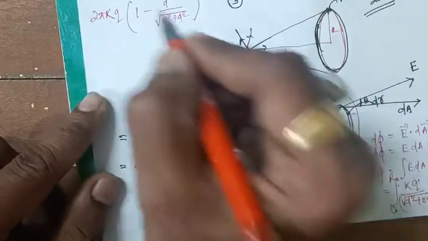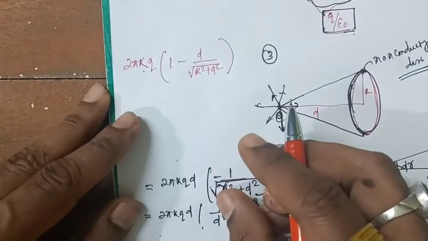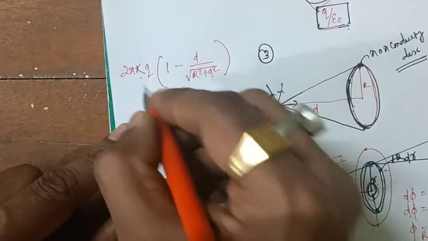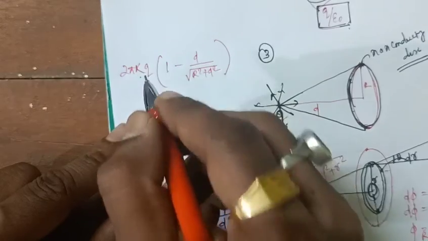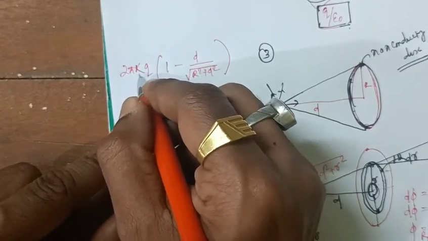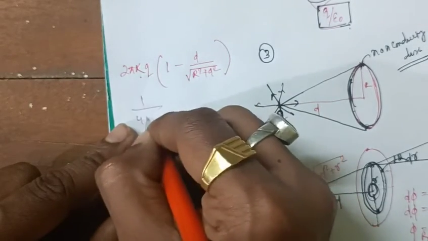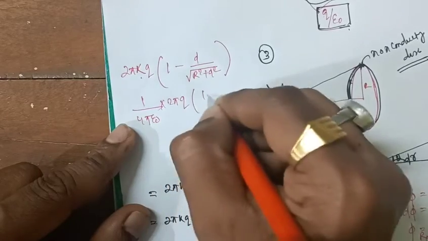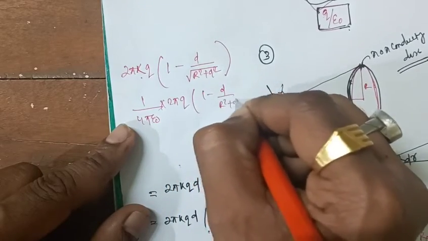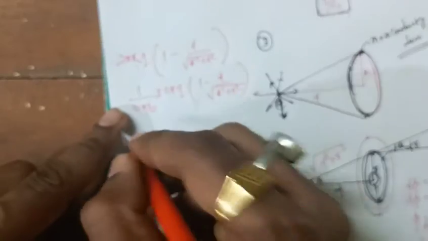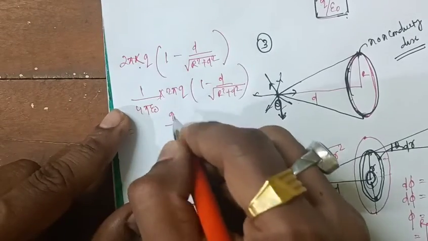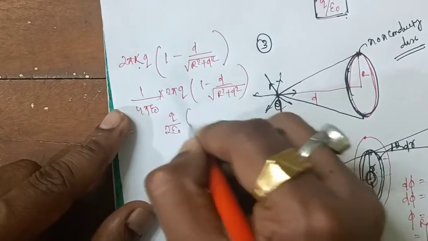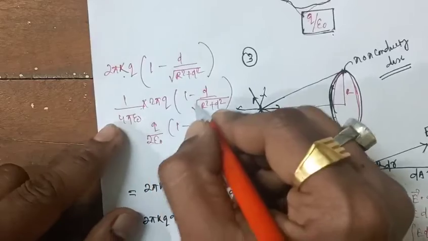K can be written as what? K can be written as 1 by 4 pi epsilon naught. So simply I will substitute 1 by 4 pi epsilon naught. This is the value of k. This is 1 by 4 pi epsilon naught into 2 pi q, 1 minus d upon root over r square plus d square. The expression will become q upon 2 epsilon naught into 1 minus d upon root over r square plus d square.